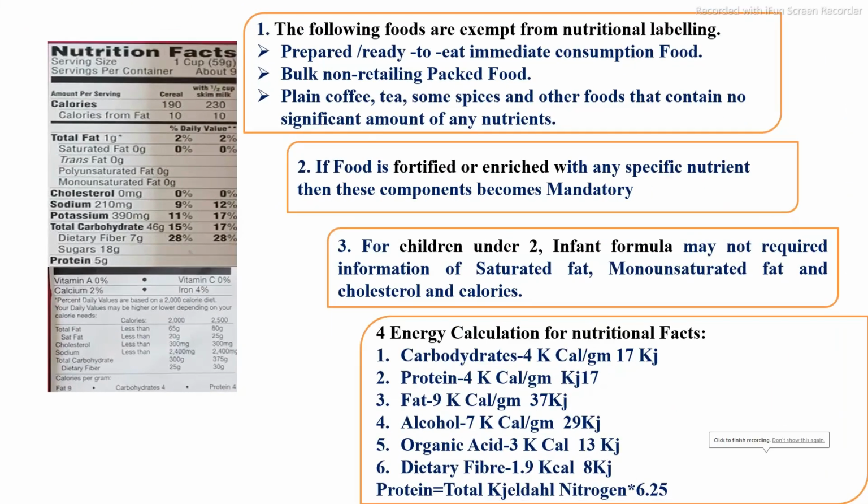Some food products are exempted from nutritional labeling, such as prepared or ready to eat food products which are consumed immediately, bulk non-retail packed foods, plain coffee, tea, some spices and some other foods containing no significant amount of nutrients. If the food is fortified or enriched or carries a specific health claim, it must declare the nutritional fact label.